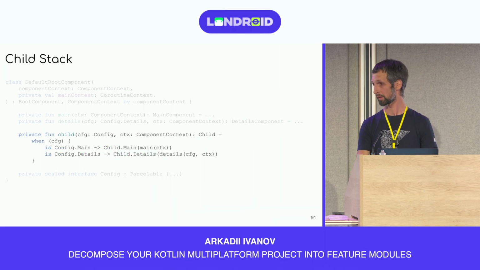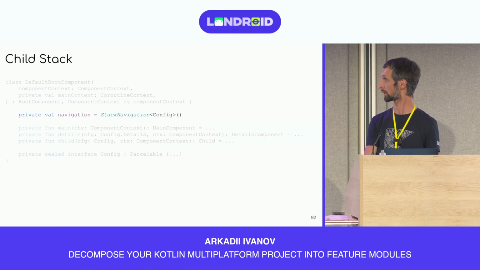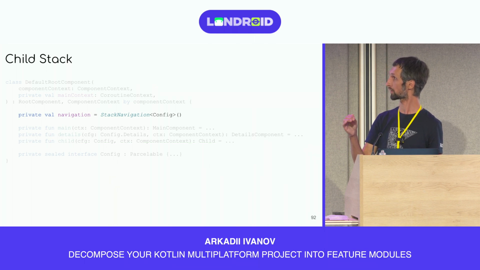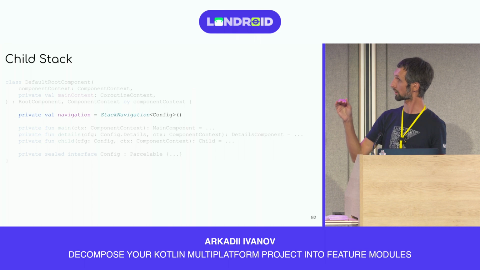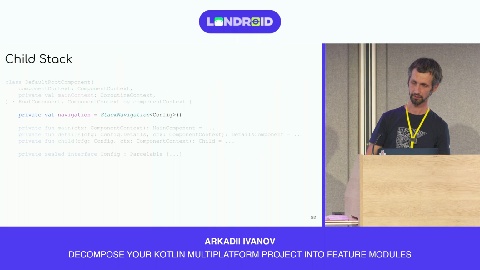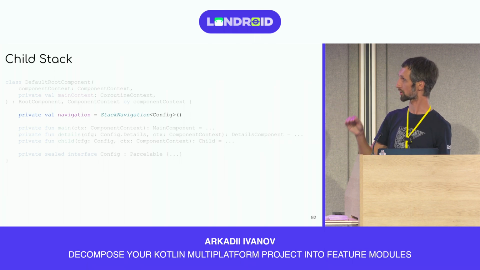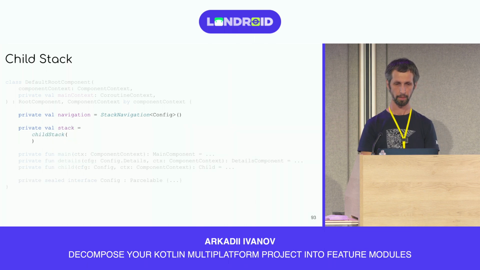And basically, at the end, you add the main child function that exhaustively switches configuration classes and creates children when needed. And now we need to initialize our navigation. So the first thing, we create a navigation class, which is like a simple relay where you can supply navigation events. So when you need to navigate, you call navigation.push, navigation.pop, and so on. And lastly, you use child stack extension function and supply all arguments there.